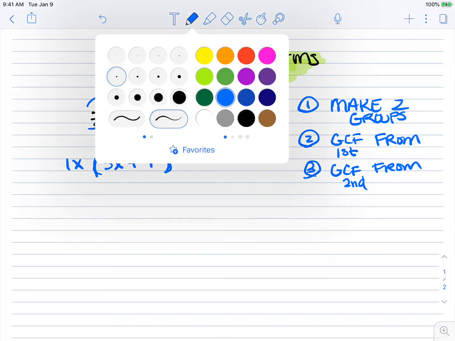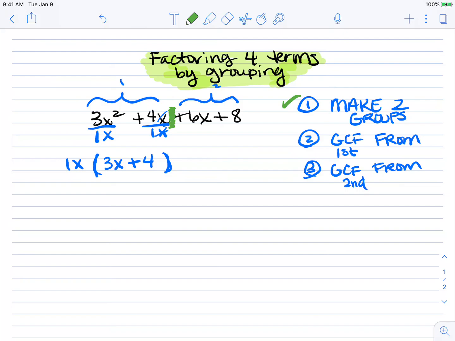I have done this one right here. I've made 2 groups. I factored out the greatest common factor from the first one. Now I want to factor out the greatest common factor from the second group. So I'm looking at this group, and I want to know the biggest number that divides into 6 and divides into 8.